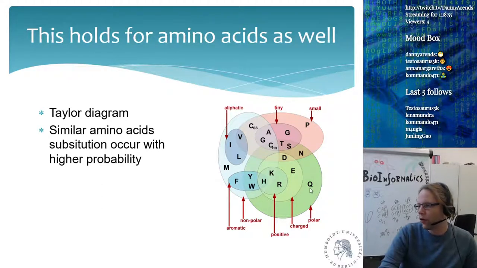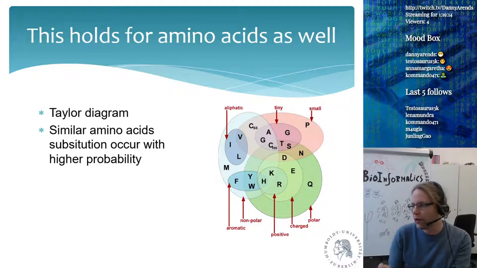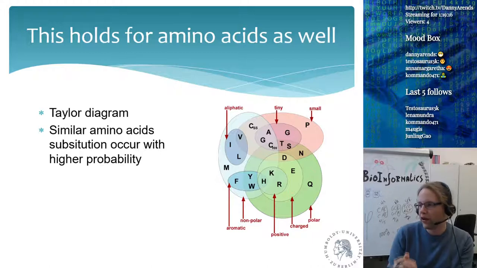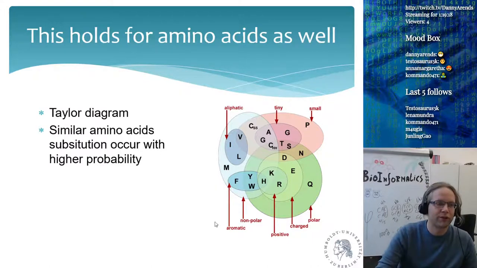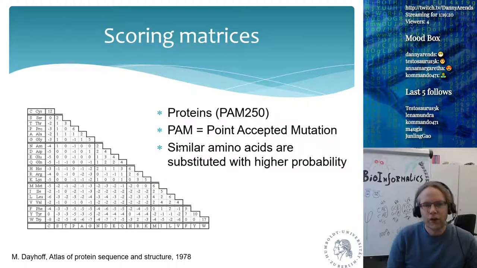The same thing holds for a Q going to a V, while a Q going to an E, you want to penalize less. Right, so the idea is when you are comparing sequences, you have to take into account that some things might be biochemically more or less similar, and if they are biochemically similar, you don't want to penalize as hard for them as when they are very, very different. So this leads to these scoring matrices.